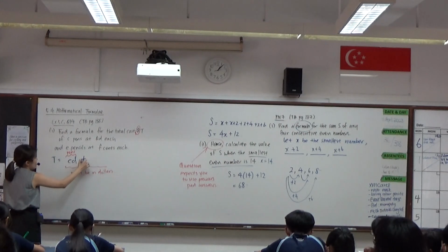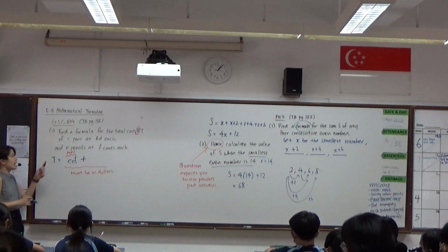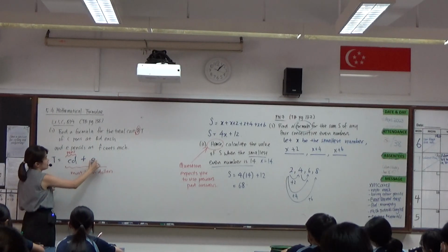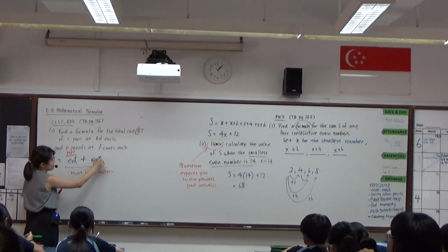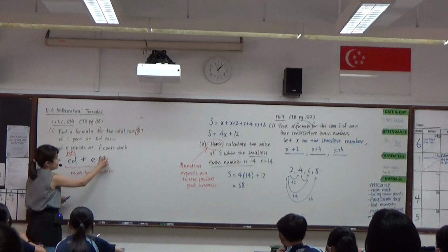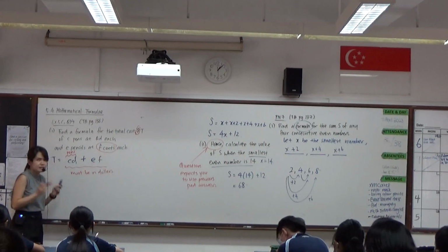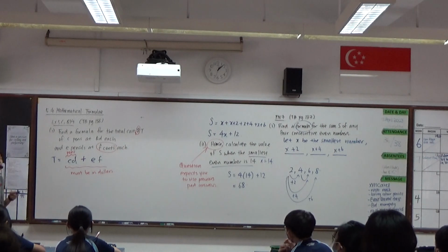Then we are going to add, because we're finding the total. There are E pencils, and each of them costs F cents. So we will naturally think of multiplying by F. But when you multiply by F, F is in cents. So how do I convert from cents to dollars?